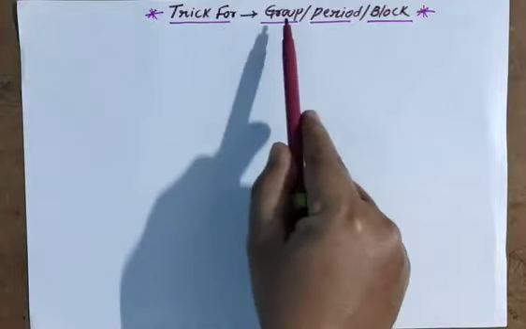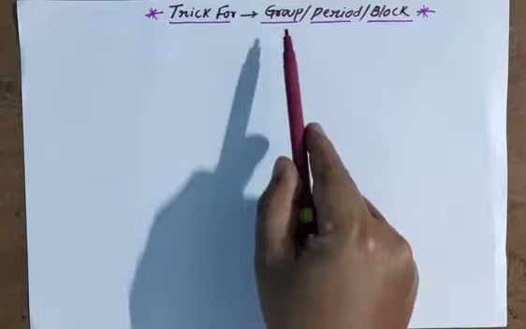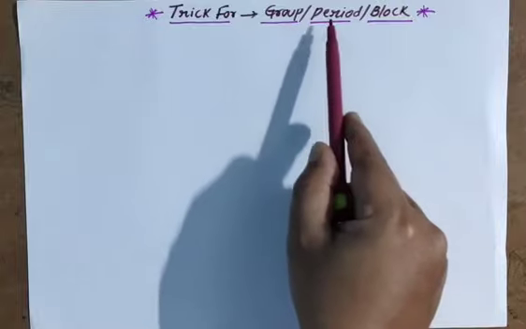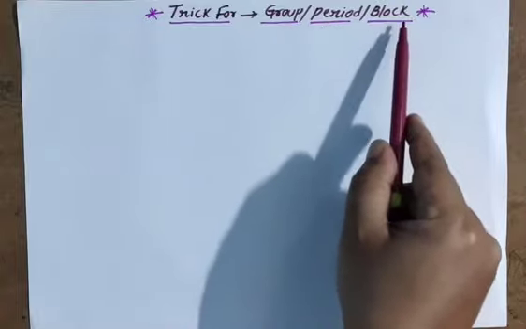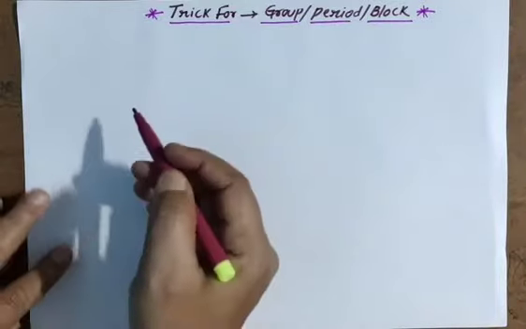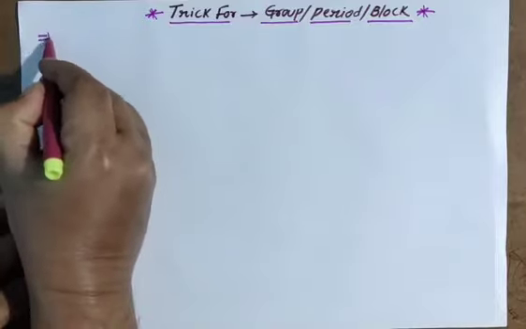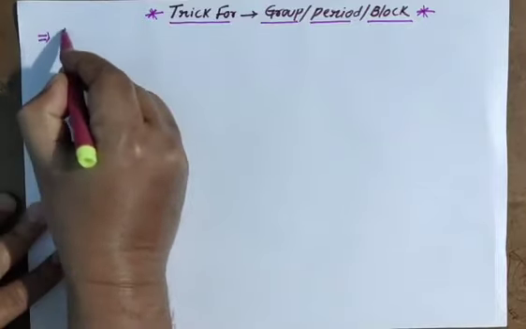Today we are going to discuss a very important concept: a trick for prediction of group, period and block. Group number, period number and block. It is a very easy trick I am explaining, which is very important for competitive and board level. First I am giving period number.